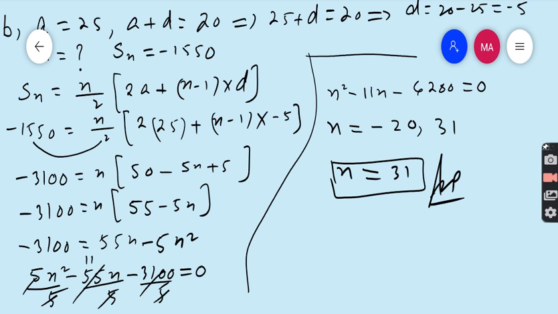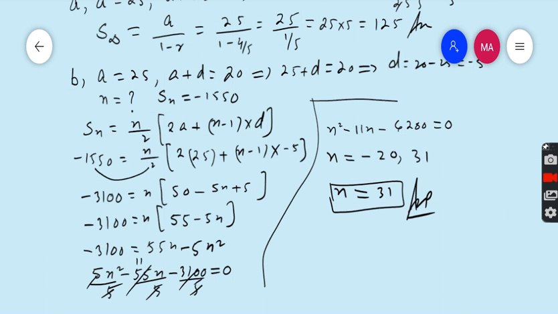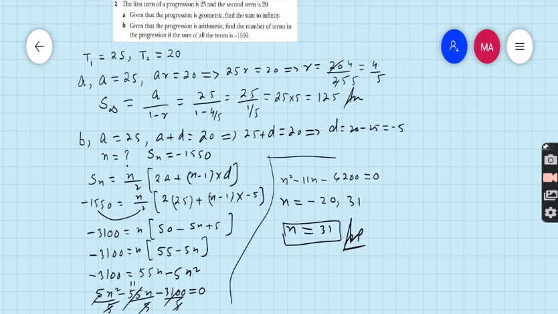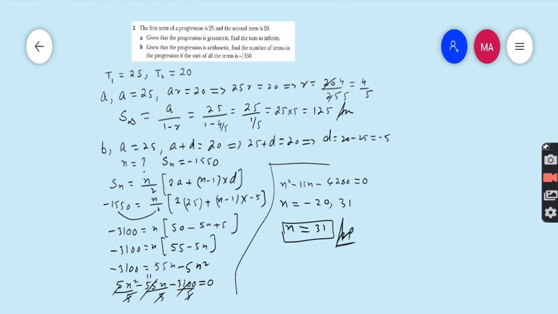Okay, so I hope you completely understand part B. This is question number 2, and this is the whole summary of question number 2. Now move to question number 3.